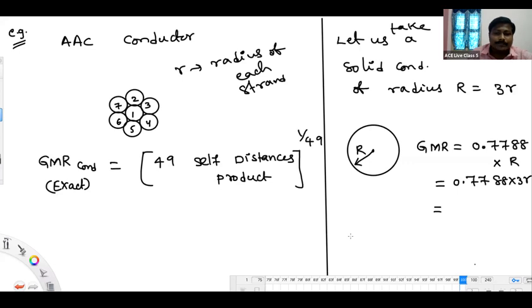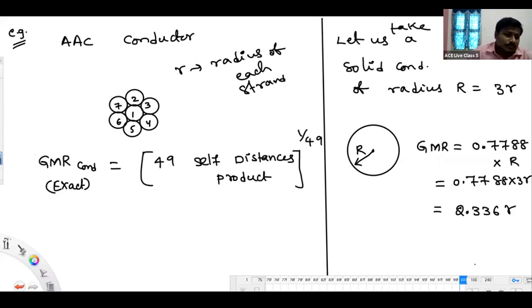Okay, how much is this number? Tell me, all of you. Please tell me what this value is. The constant is 2.336. So 2.336 times the smaller r. That's the GMR of a solid conductor with three times the smaller radius. Okay, it is approximate. Approximate in the sense.